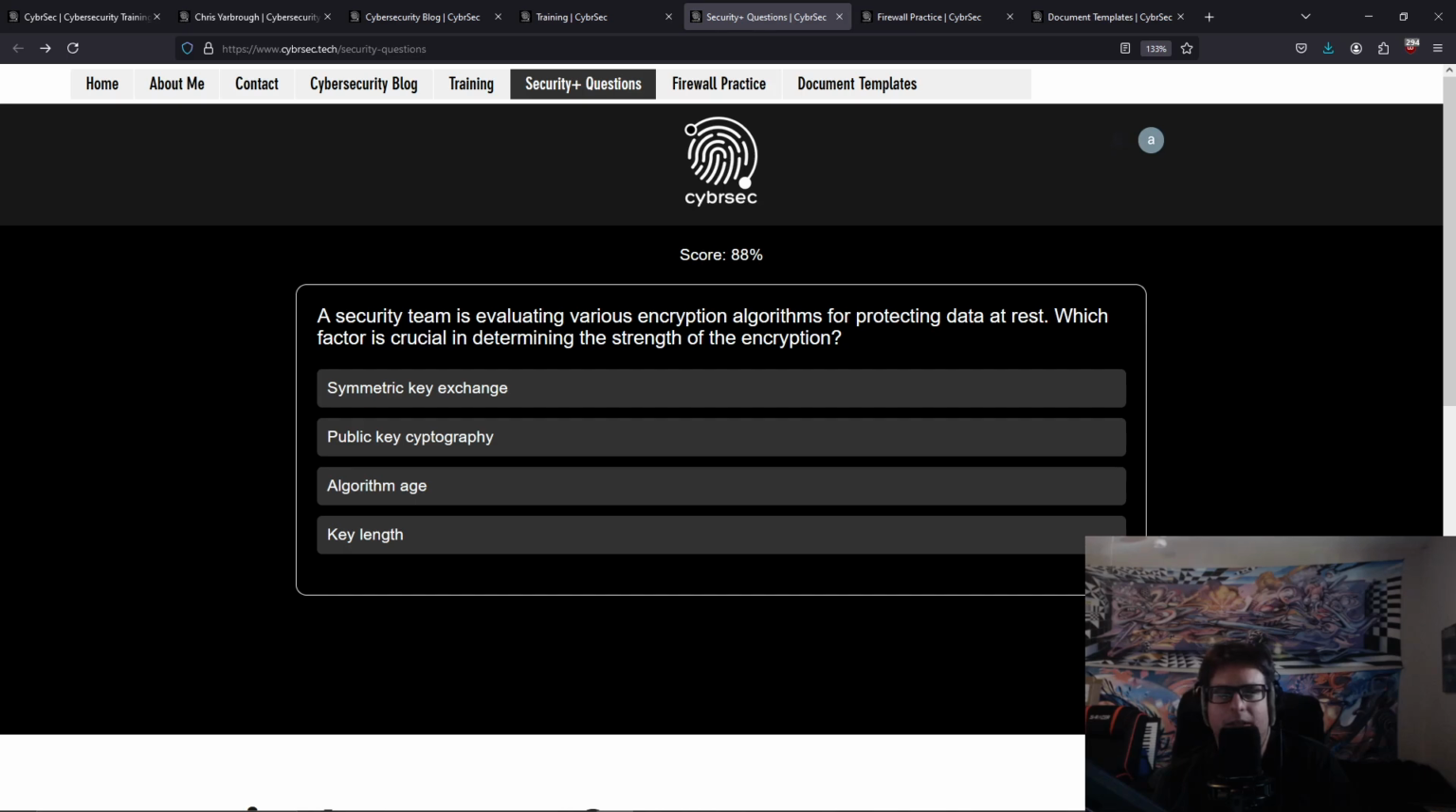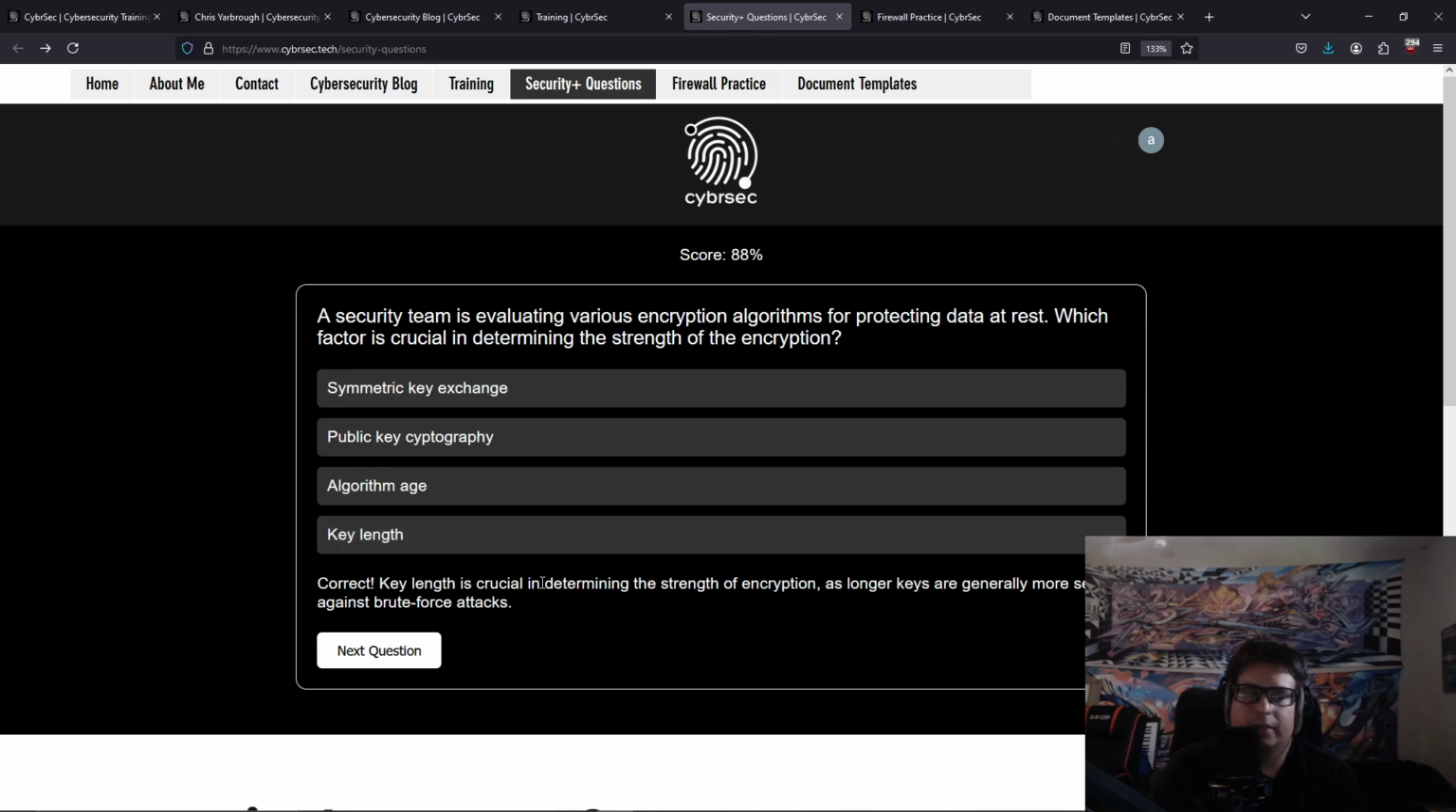A security team is evaluating various encryption algorithms for protecting data at rest. Which factor is crucial in determining the strength of encryption? Key length, right? The longer the key, the bigger the strength. Correct.